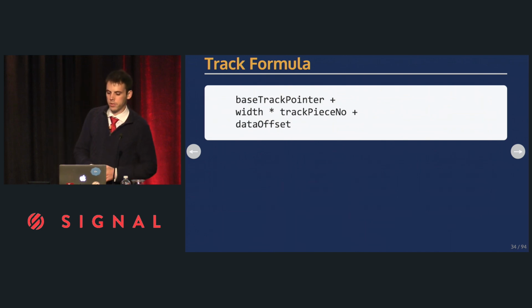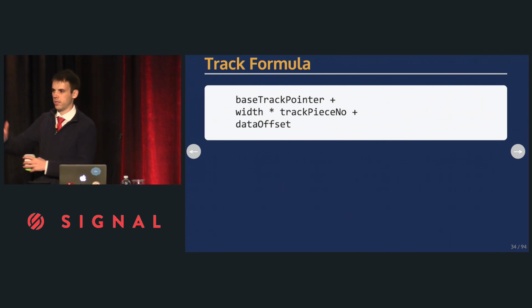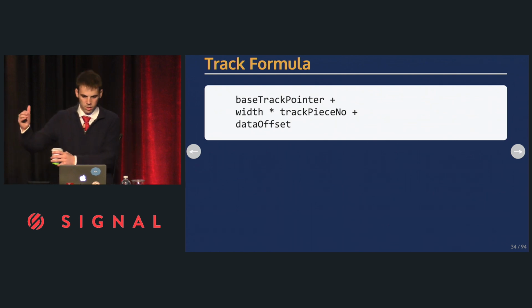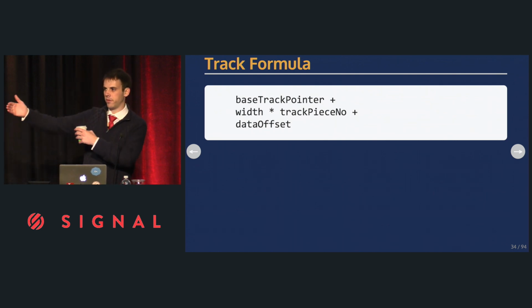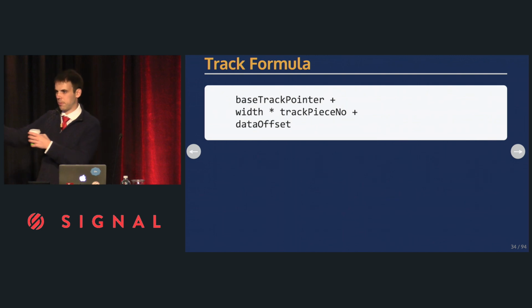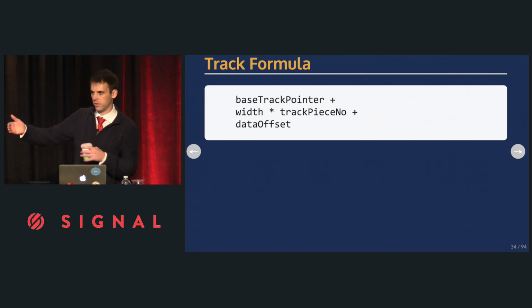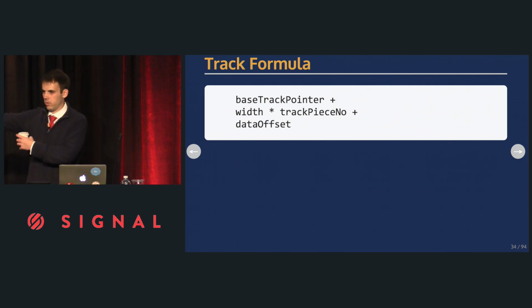So I figure I'm looking for something like this, right? There's going to be a pointer to some piece of data in the game that's going to point to the first track piece. That track piece is going to be 10 bytes or 12 bytes or 20 bytes or however wide it is to store all of the data for that track piece, multiplied by the track piece number, right? So 0 is flat, 5 is 25 degrees up. And then there's going to be some offset into that width, right?